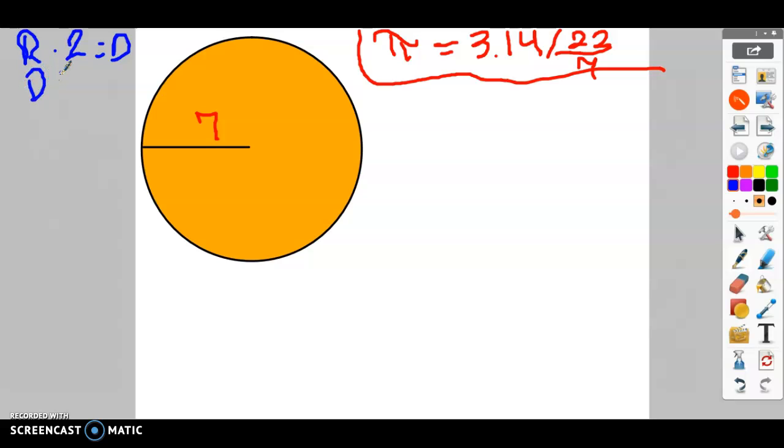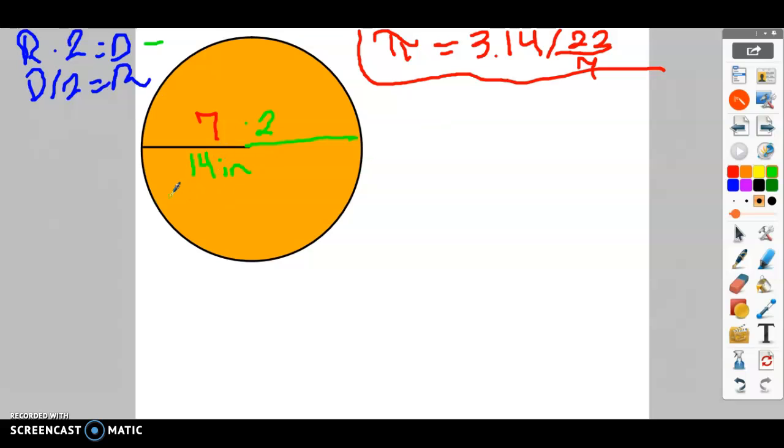Diameter divided by 2 is going to give us our radius. Now, since here we have to find the diameter, we're going to use this top one. So we're going to multiply 7 times 2. So 7 times 2 is 14. Let's suppose this is inches again. Sorry for my bad handwriting. This is the effect of the mouse. So we have 14 inches.